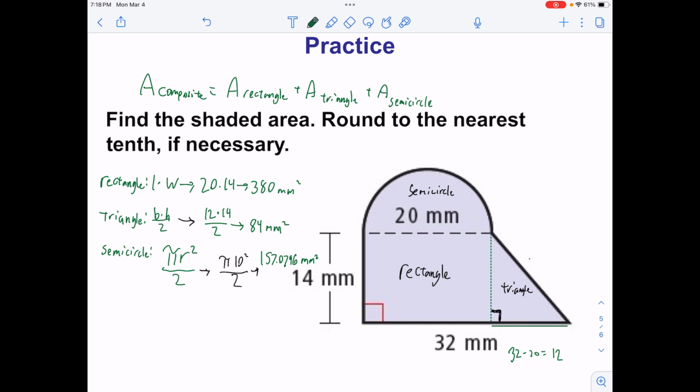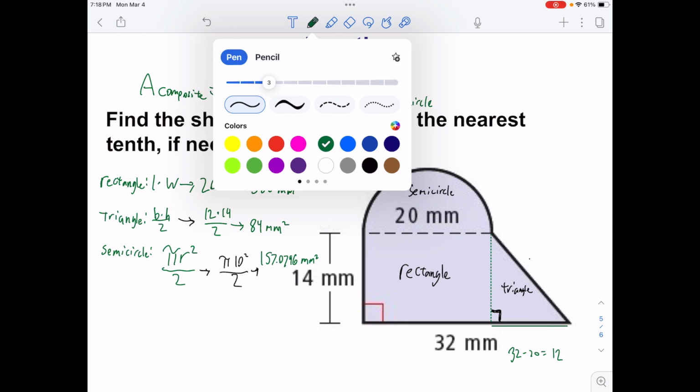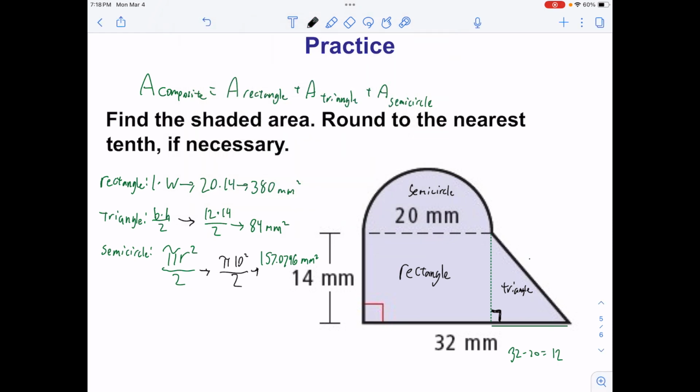And now, to find the area of the whole shape, I'm going to take all 3 areas and add them together. So 380 plus 84 plus the area of the semicircle, 157.0796. Add them all together, we get approximately, and we're going to round this to the nearest tenth, 621.07907 rounds to 621.1 millimeters squared.